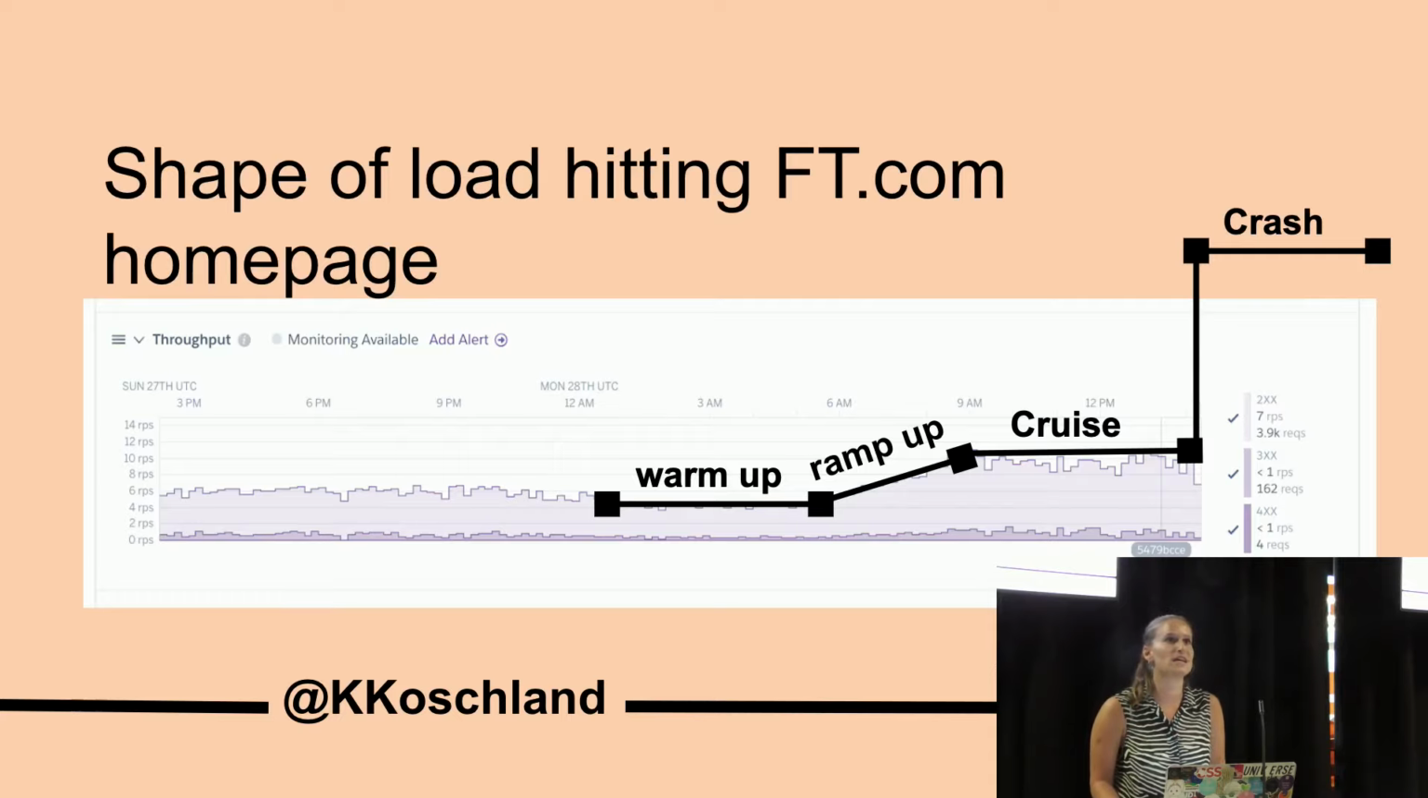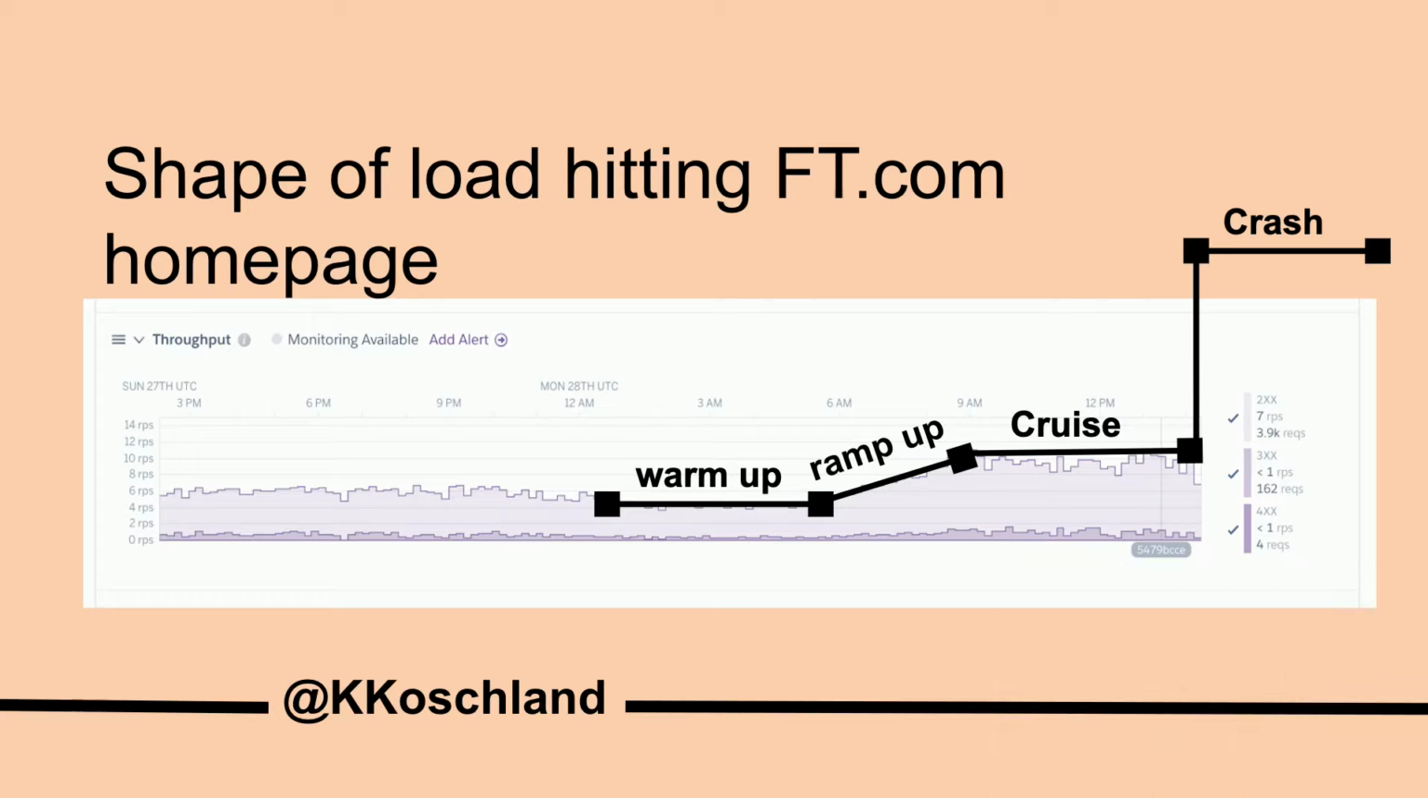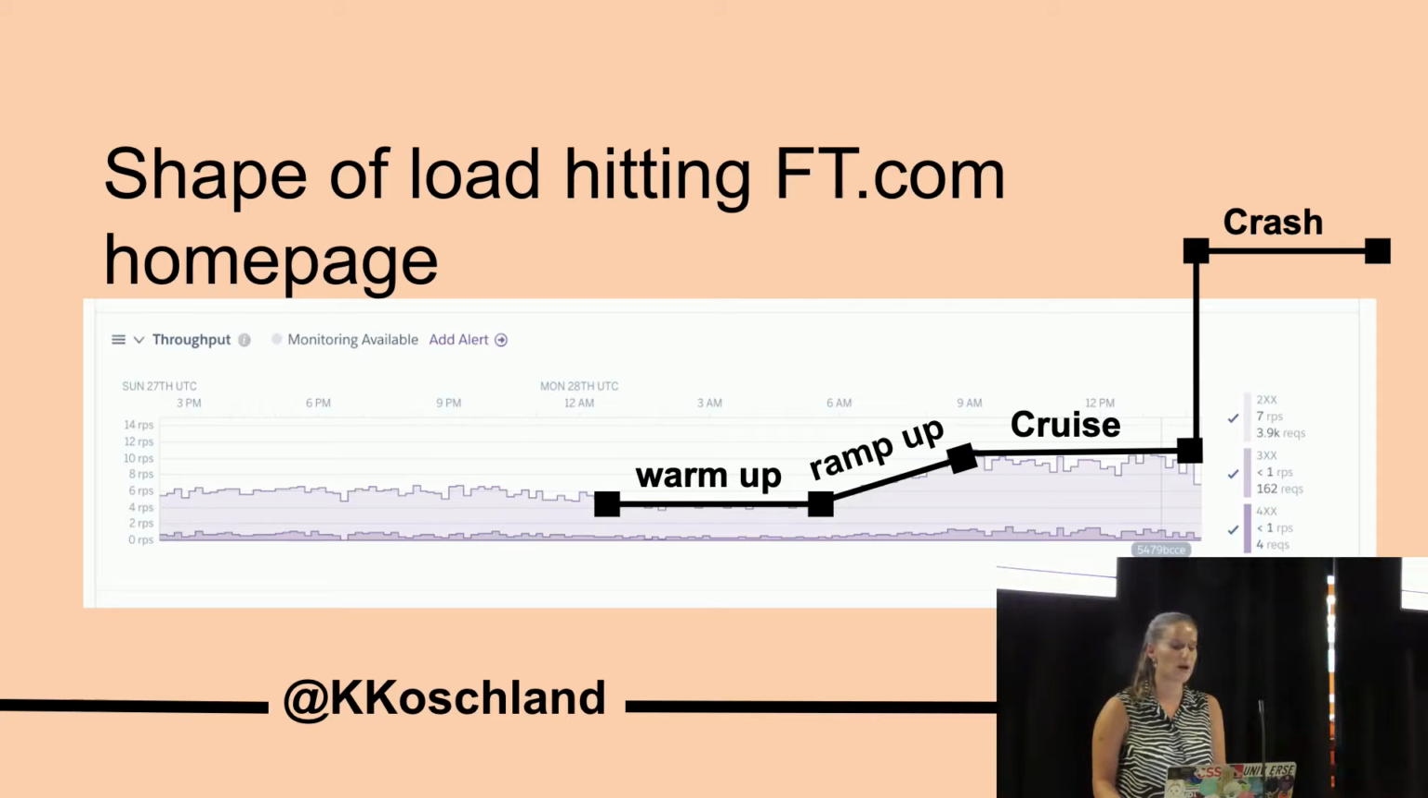And to visualize the 4 phases, I've identified these 4 phases in a production cycle. Again, it's a graph showing the number of requests per second hitting the ft.com homepage over a 24-hour period. So you can see from 12:30 a.m. to 6 a.m., there's this low level of 5 requests per second, which is what I've defined as the warm-up phase.